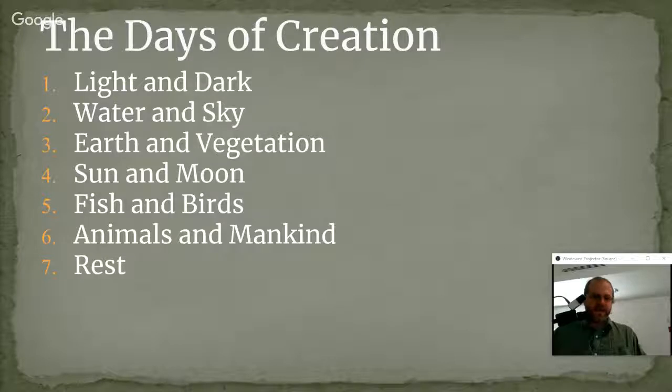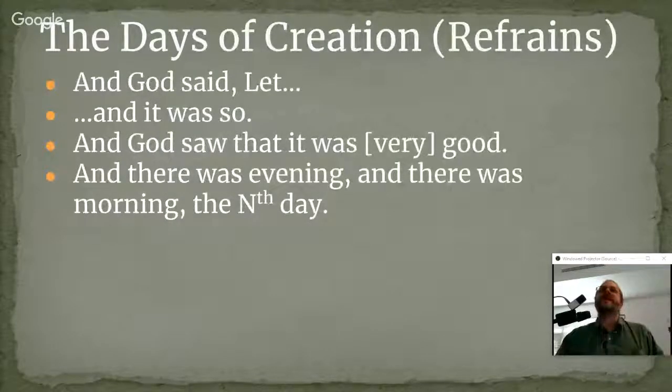And God said, let there be light. And there was light. Let me go back one. I'm reading day one. So let's look at these kind of refrains. Let's look for the refrains. God said, let there be light, and there was light. And God saw that the light was good.